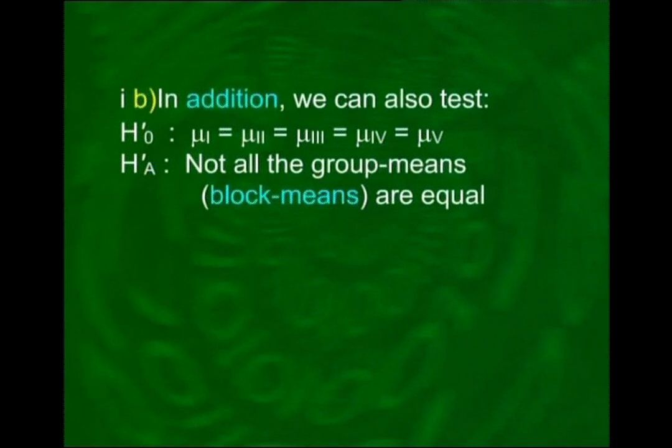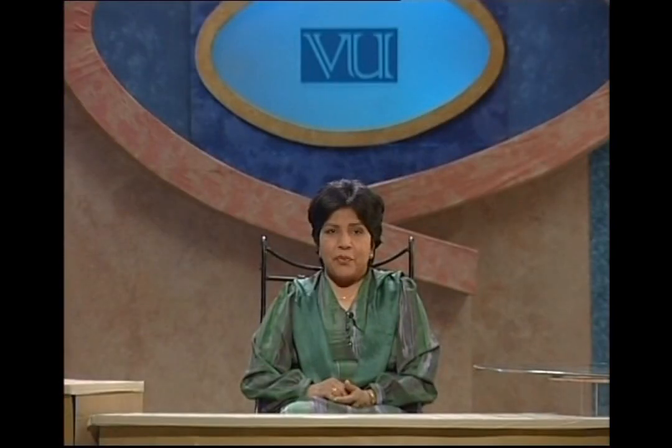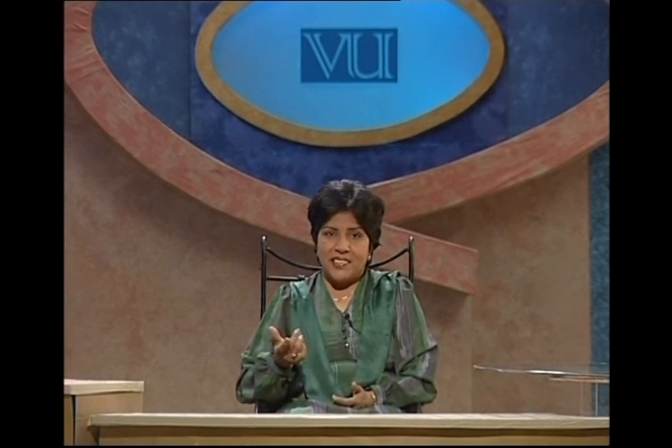Similarly, we have the null hypothesis H0 dash saying mu 1 is equal to mu 2 is equal to mu 3 is equal to mu 4 is equal to mu 5, and H dash alternative says not all the block means are equal. Let us consider these two sets of hypotheses one by one.